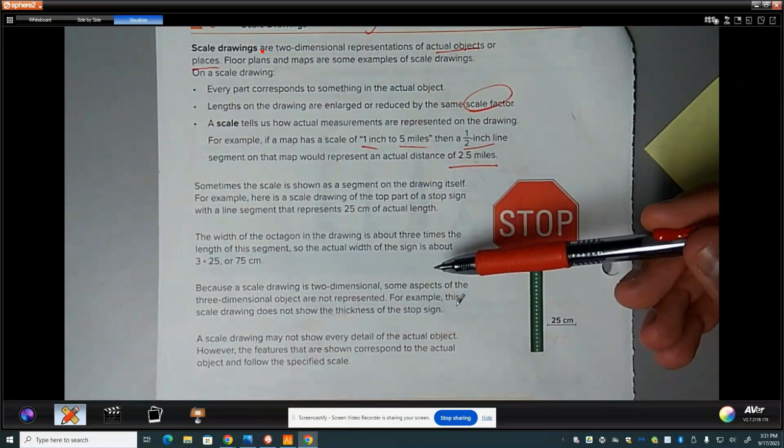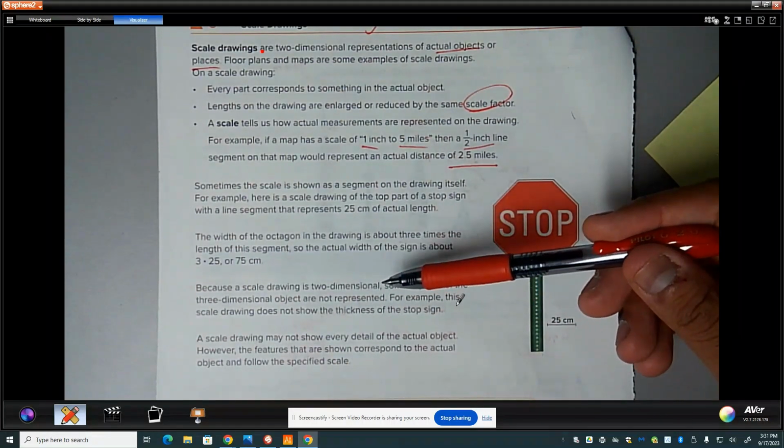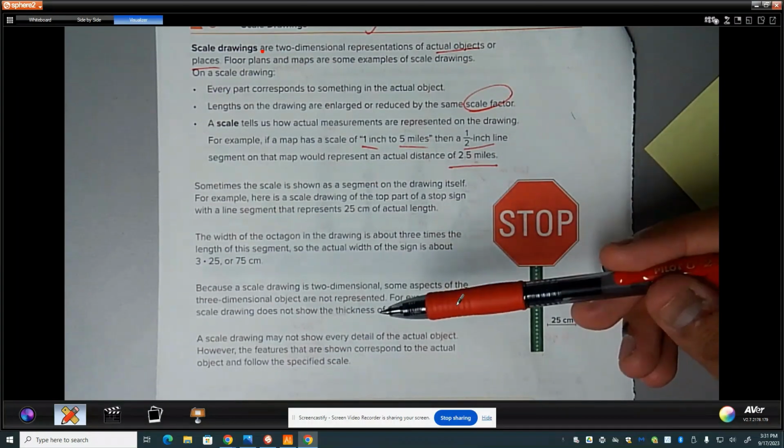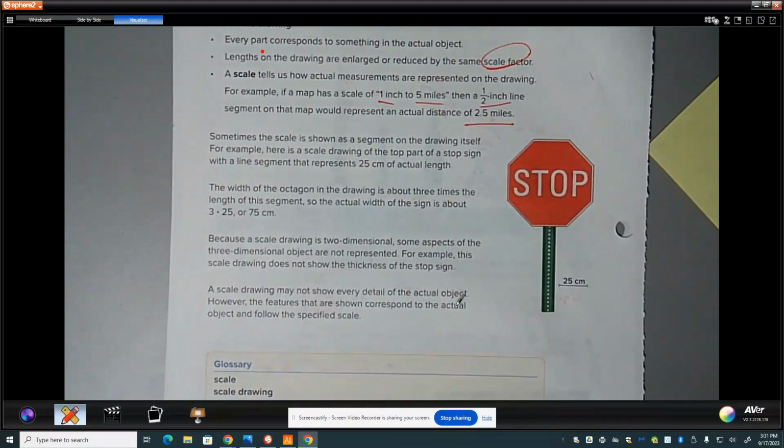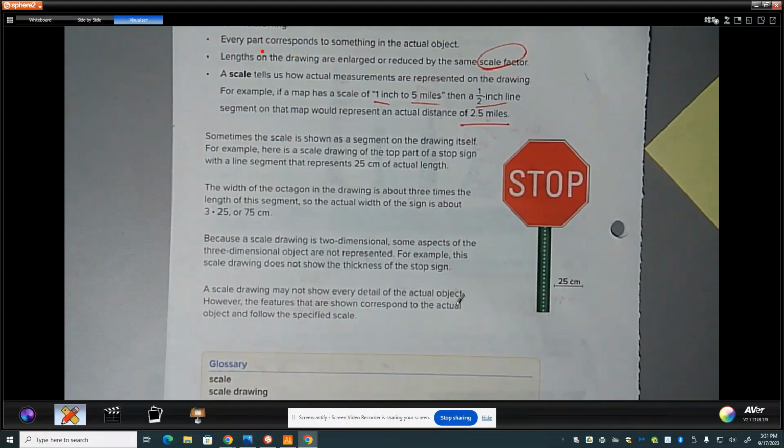Because a scale drawing is two-dimensional, some aspects of three-dimensional objects are not represented. For example, this scale drawing does not show the thickness of the stop sign. A scale drawing may not show every detail of the actual object. However, the features that are shown correspond to the actual object and follow the specified scale.